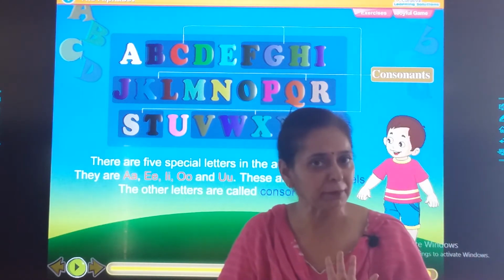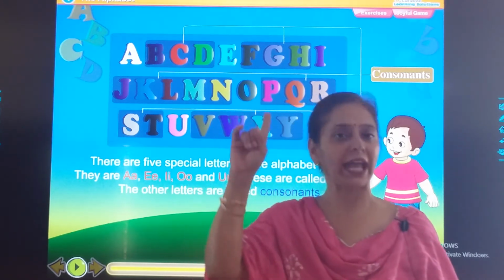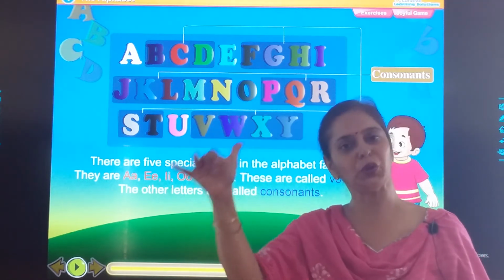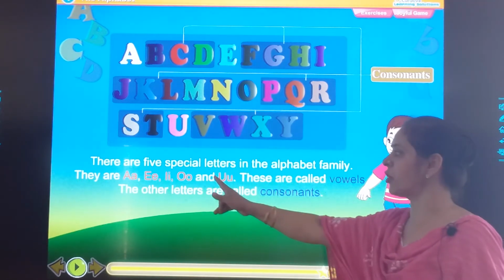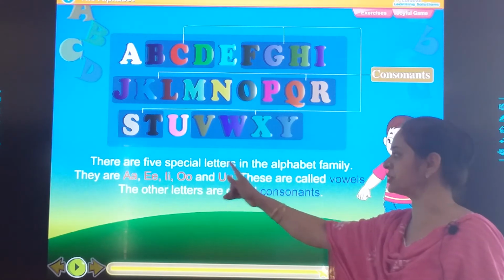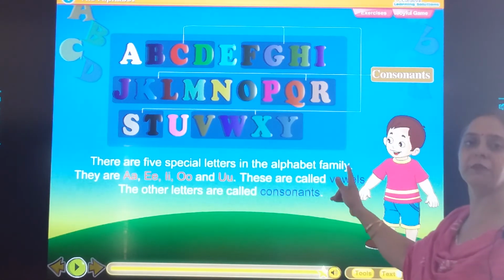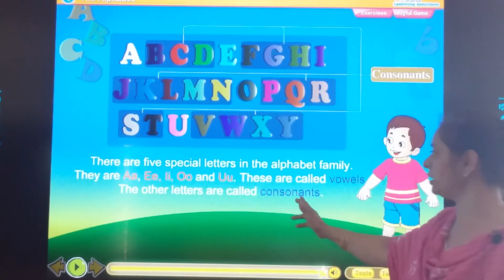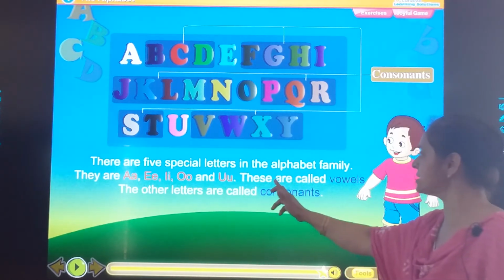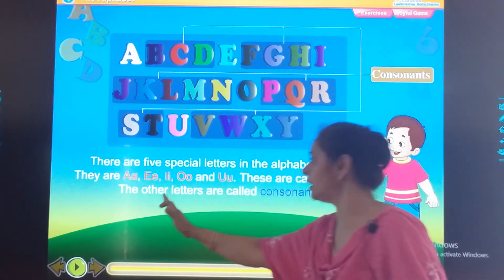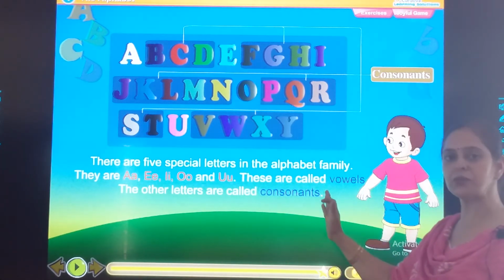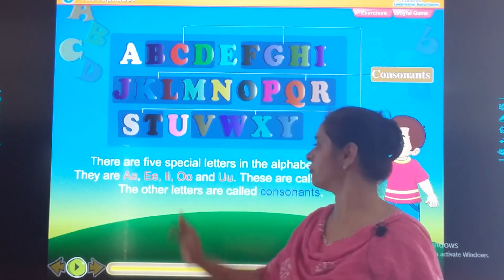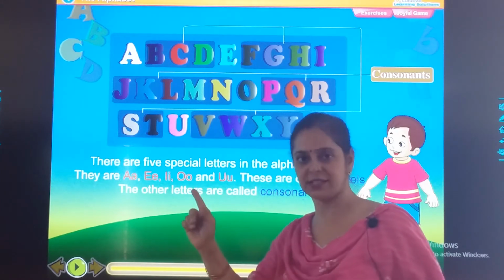Come on, repeat with me, my dear students. Vowels A, E, I, O, U. These are called vowels and they are the 5 special letters in the alphabet family. Okay, and the others than these are called consonants. These are called vowels. The other letters are called consonants. Okay, how will you pronounce consonants? Vowels, consonants. Got it?